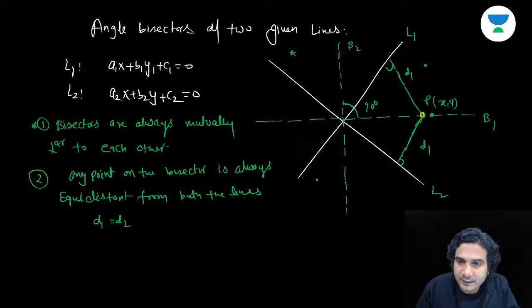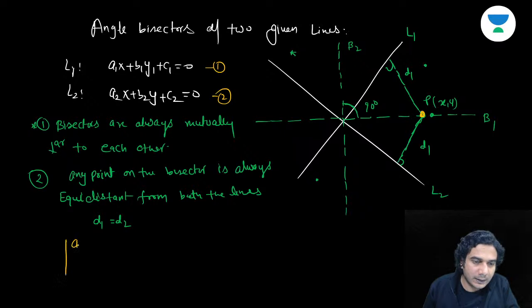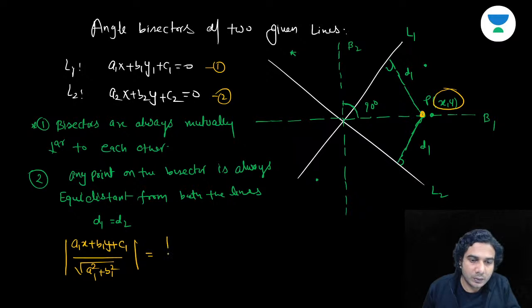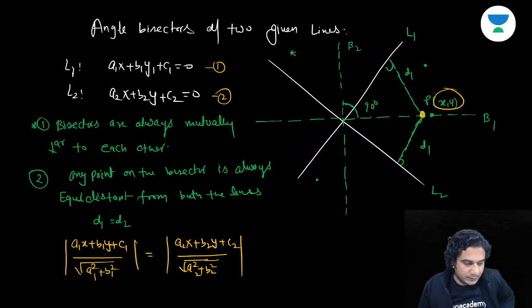If I write the distance of (x, y) from the first line, line number 1, and line number 2, then the first distance is basically |a1x + b1y + c1| divided by the square root of a1 square plus b1 square. This (x, y) is basically this point. It is equal to the second distance, |a2x + b2y + c2| divided by the square root of a2 square plus b2 square. So this is the way.